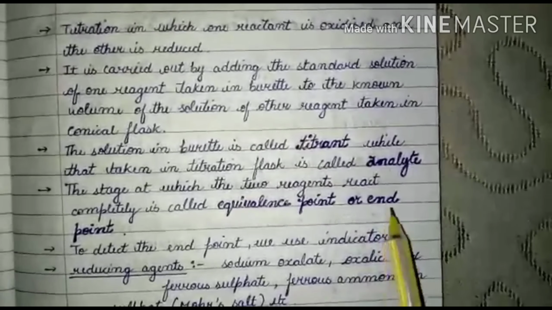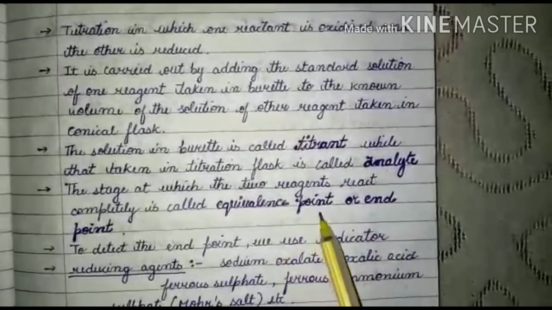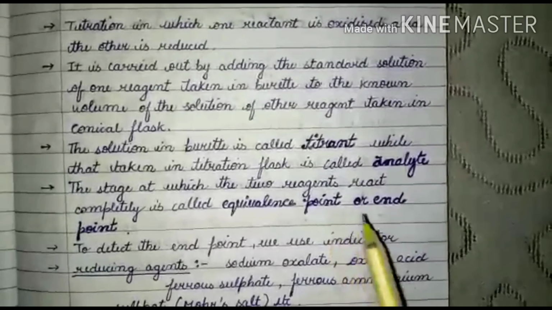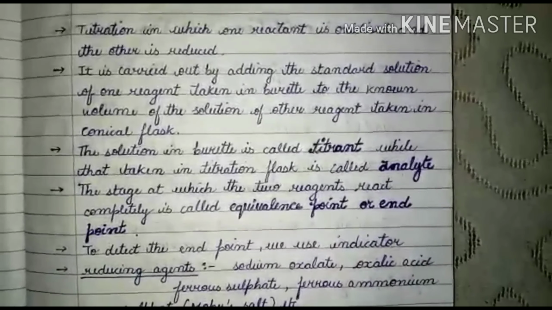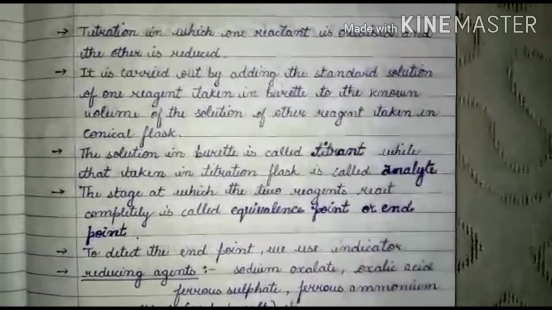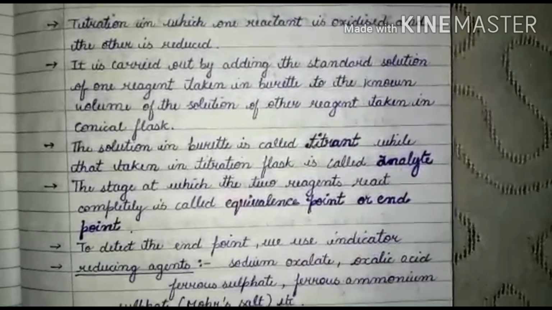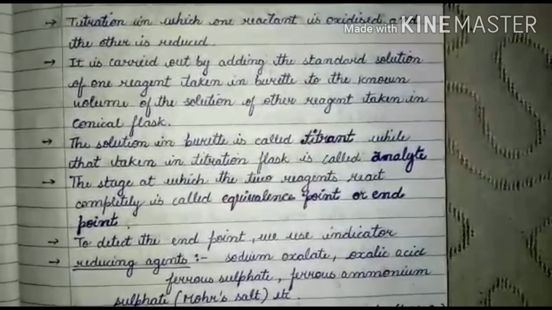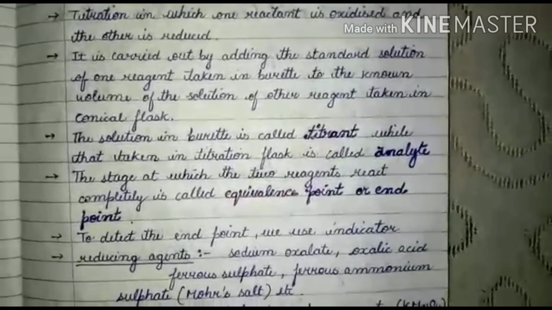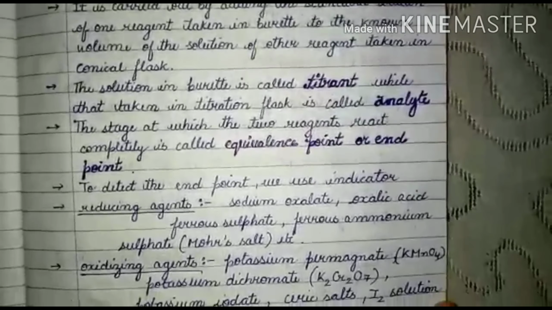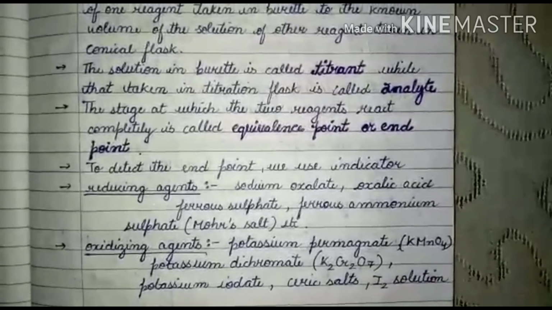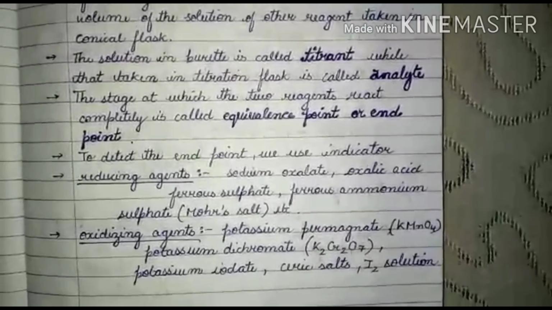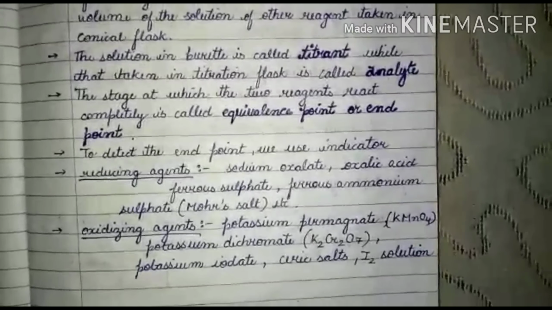Okay, so this end point or equivalence point is indicated so that we are able to see with our own eyes that the reaction has been completed. For that purpose, to detect that end point, we use indicators. Okay, so I have given some reducing agents and oxidizing agents which are generally used in the redox titration method, and we usually do these in our laboratory.